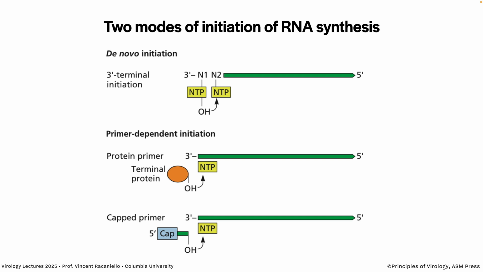allow RNA synthesis. Now this one on top here, just to be clear, N1, N2 are the bases in the genome that needs to be replicated. And we're adding NTPs one by one to make a copy. And so there's no primer involved here. That's the point. Whereas at the bottom, you need either a protein primer or a nucleic acid primer.